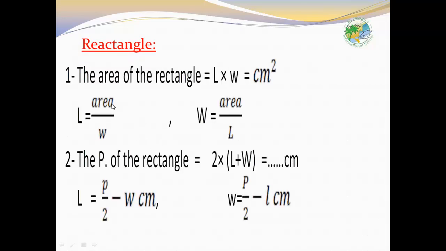Rectangle. Everyone knows the area of a rectangle equals length times width. The length of a rectangle equals area over width. Width equals area over length. The perimeter of the rectangle equals 2 times length plus width. If you want to find the length of the rectangle, it equals perimeter over 2 minus width. If we want to find the width of the rectangle, it equals perimeter over 2 minus length.